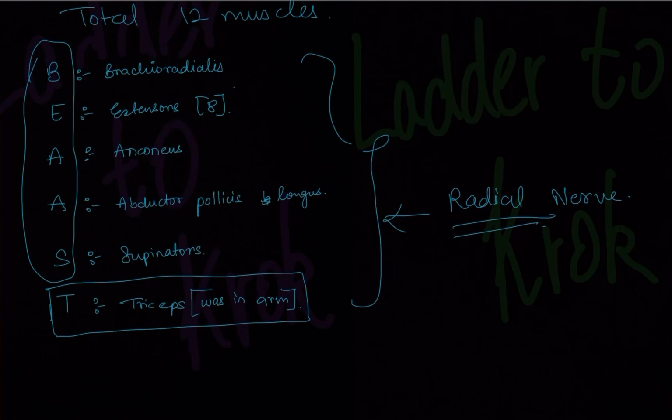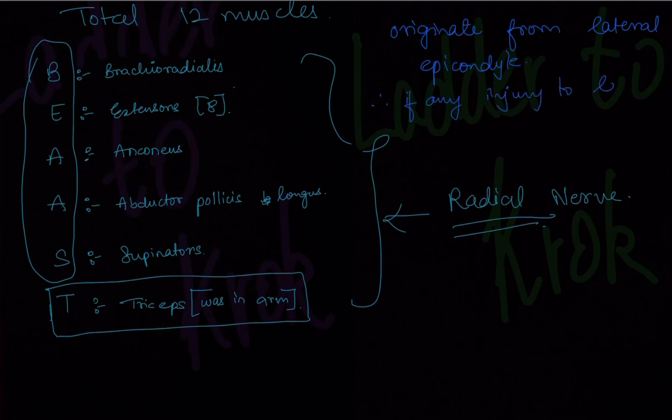Fine. And write down their origin. They all originate from the lateral epicondyle. Okay? Now then, if there's any injury to the lateral epicondyle, it is called tennis elbow. What is it called? Tennis elbow. Okay? So I hope this is clear.